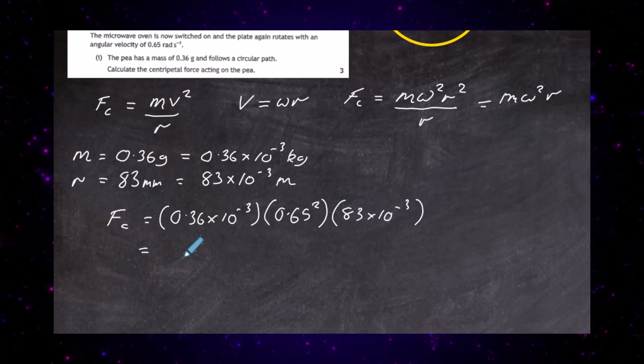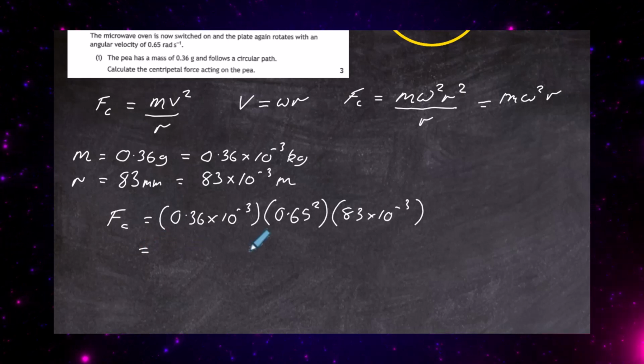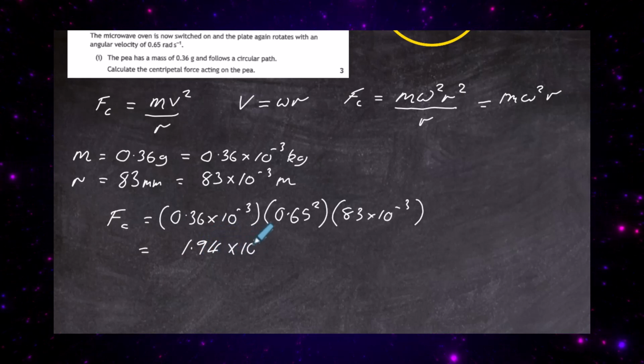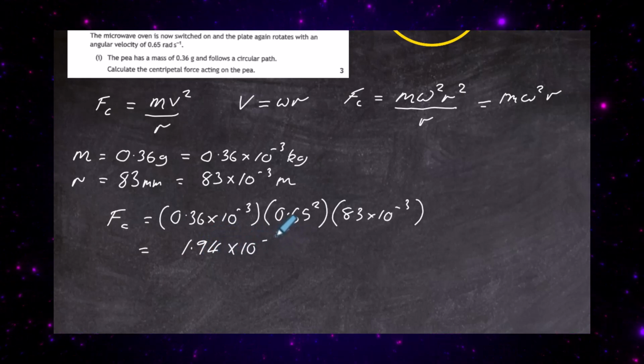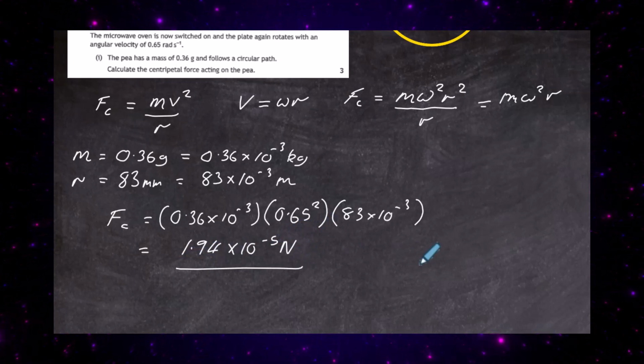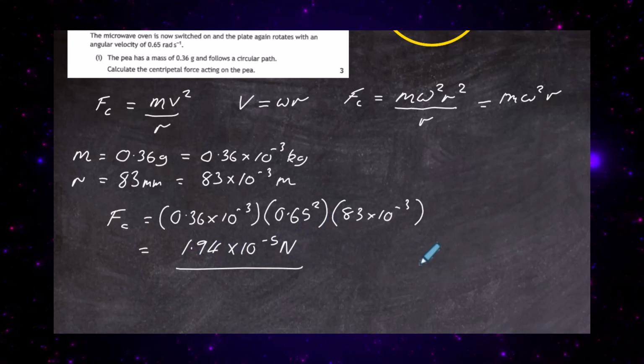Now if you do that in your calculator, you end up with the answer of 1.94 times 10 to the power minus 5, and of course force is measured in newtons. So that is the centripetal force acting on the P.